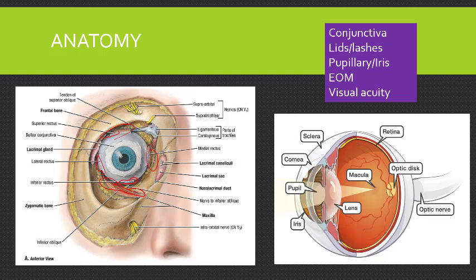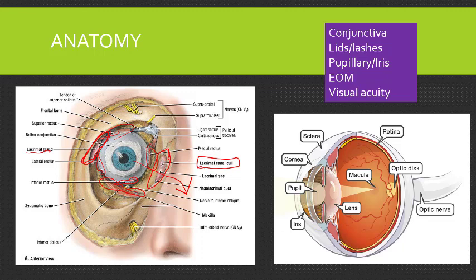I also want to point out to you that there is something called the lacrimal canaliculi right here, as well as the lacrimal gland right up in here, kind of like the eye is wearing a hat. Those two glands are actually what makes your tears and also what drains your tears. So the lacrimal gland makes the tears, and the canaliculi system drains the tears into your nose, which is why when you cry, you get kind of a runny nose, because it's all of that draining into your nose. So it's important to know where those are.